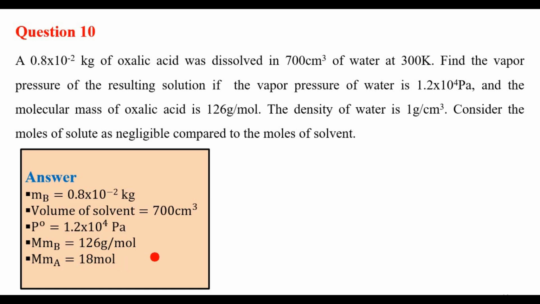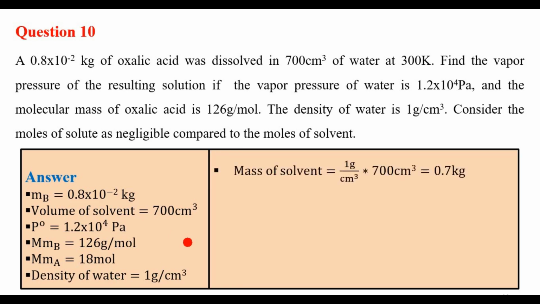So then you can use the formula. We have density of water also, which is equal to 1 gram per centimeter cube. So from the density, you can determine the mass of the solvent. We have the density as 1 gram per centimeter cube, and we multiply with the volume of the solvent. That means we get 700 gram. So that means 1 times 700, then you get 700 gram. If you convert it to kilogram by dividing with 1000, then you get 0.7 kilogram.